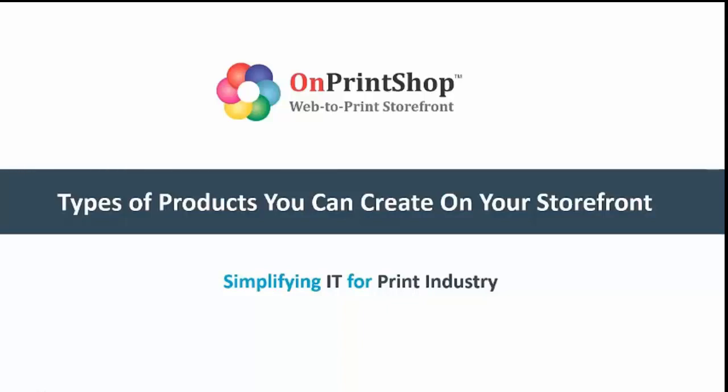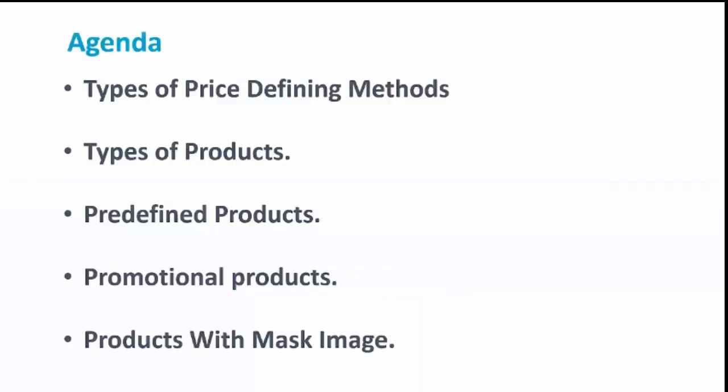In this video, we'll go through how many types of products you can create on your storefront. We'll go through the types of pricing methods. We'll go through the types of products such as printable products. We'll also look at what kind of predefined products can be created. Promotional products such as t-shirts and caps can be created, and you can use the mask image to create a product such as a CD, caps, or mugs.